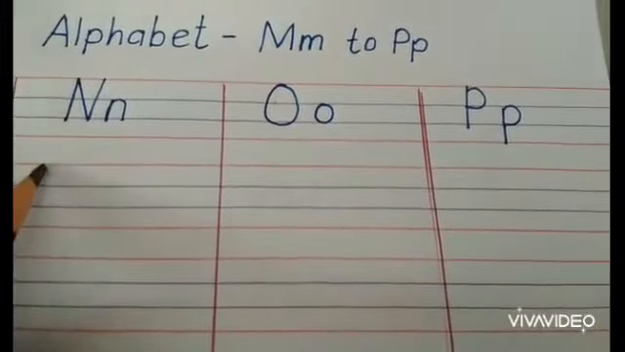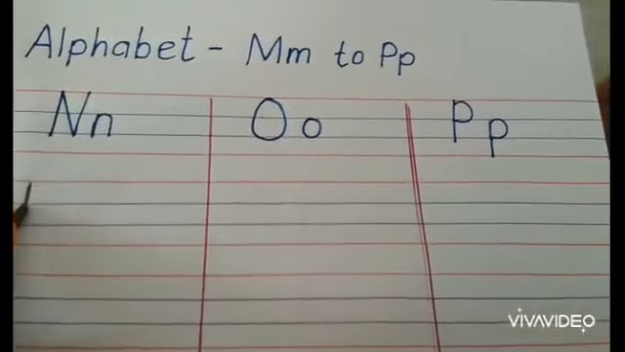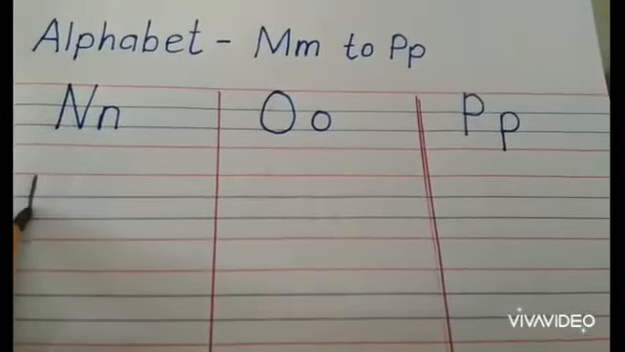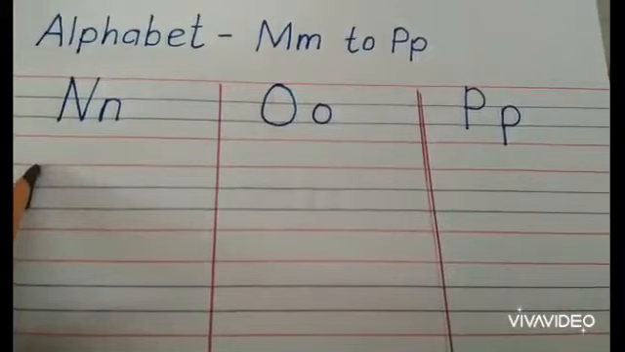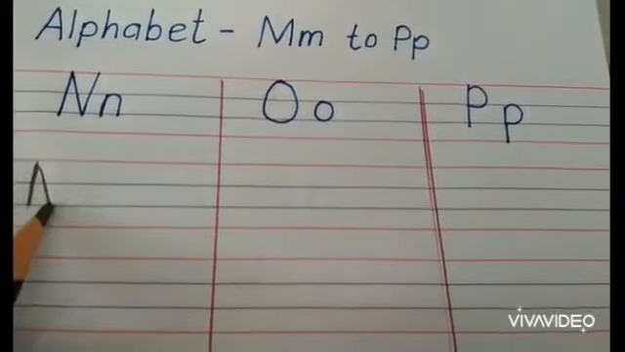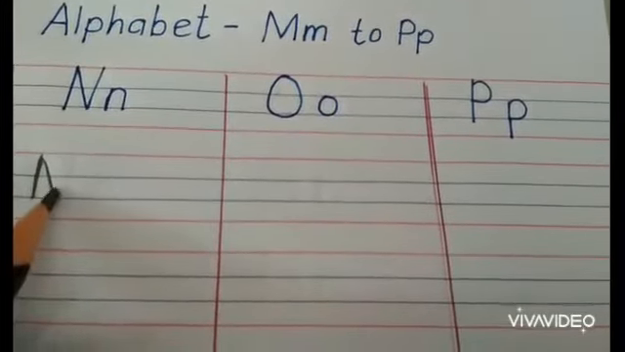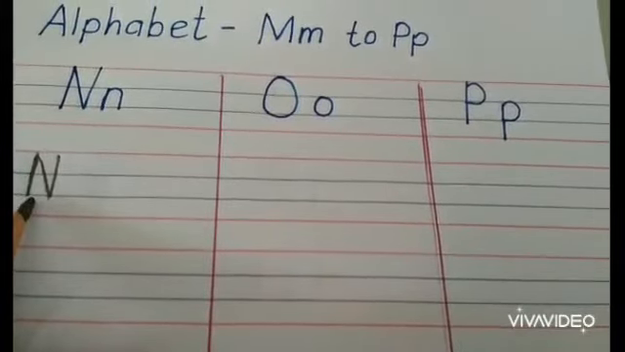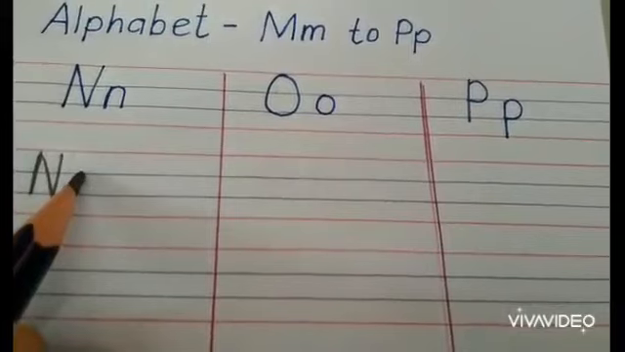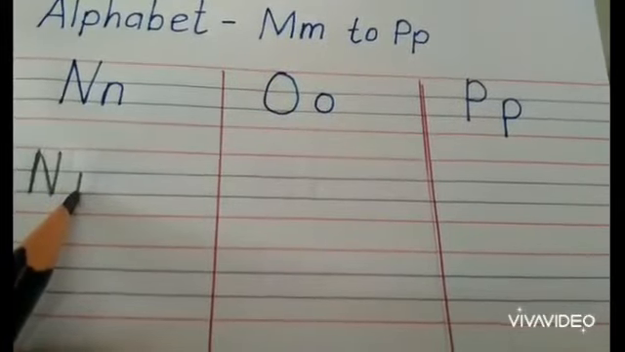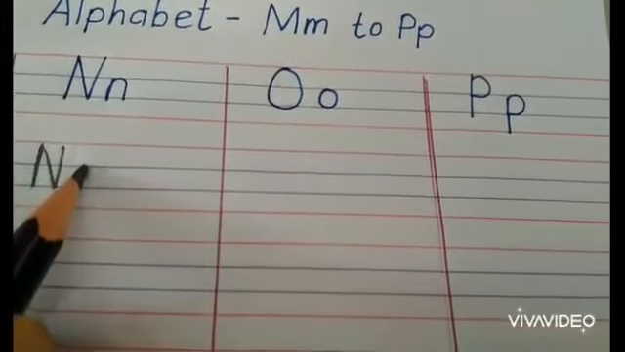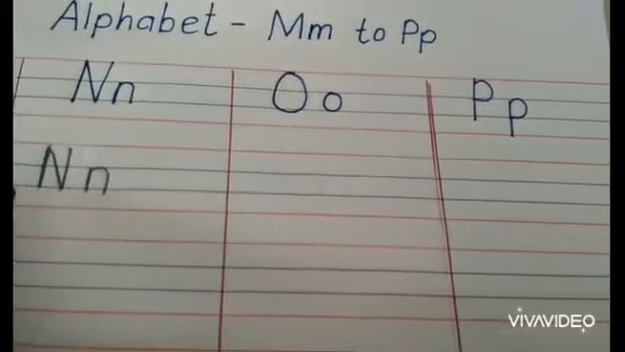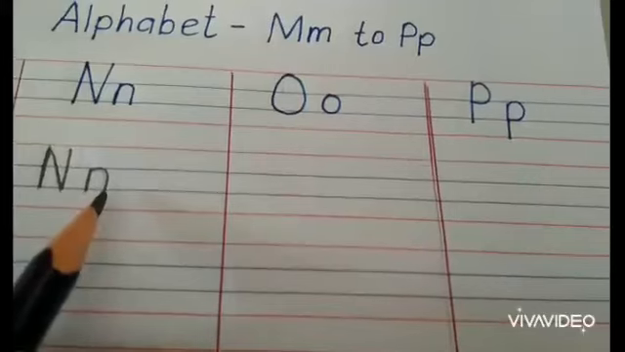Capital N, start from the red line, make a standing line and touch the second blue line. Go up, then make a slant line and touch the second blue line. Go up with standing line. Capital N. For small n, start from the first blue line, make a standing line. Go up, make a curve, come down with standing and touch the second blue line. Capital N, small n.